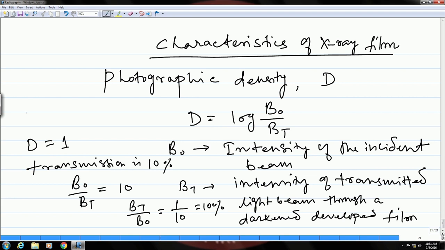Similarly, if D is 2, then the transmission will be 1%. Because in that case, B t by B naught will be 1 by 100. So, it is 1%.